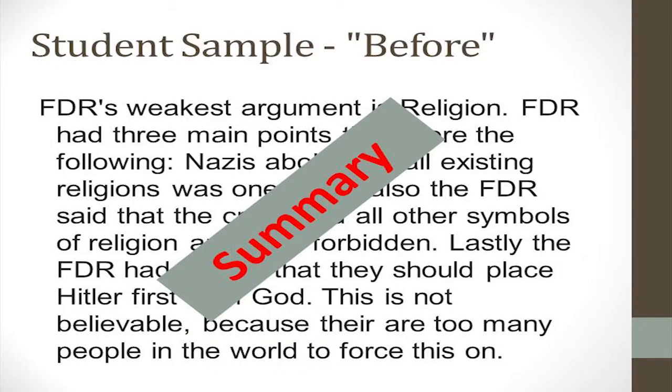And so this is what he got from one of his students, was that FDR's weakest argument is religion. FDR had 3 main points, and they were the following. Nazis abolishing all existing religions was one. Then also the FDR, which I like, said that the cross and all other symbols of religion are to be forbidden. Lastly, the FDR had written that they should place Hitler first, then God. This is not believable because there are too many people in the world to force this on.